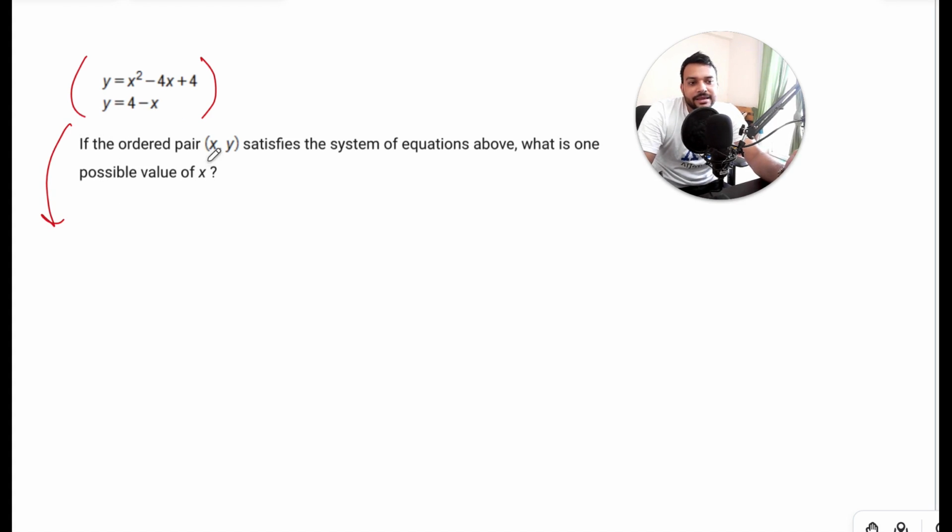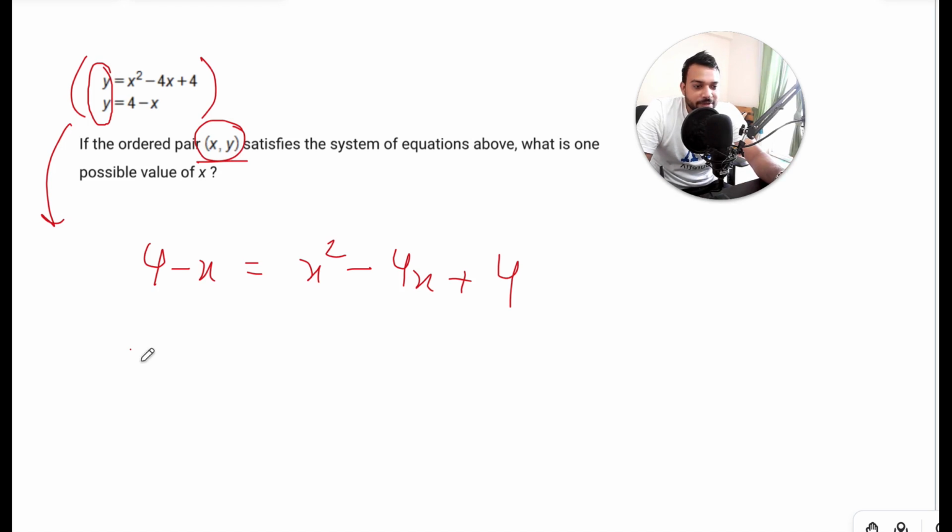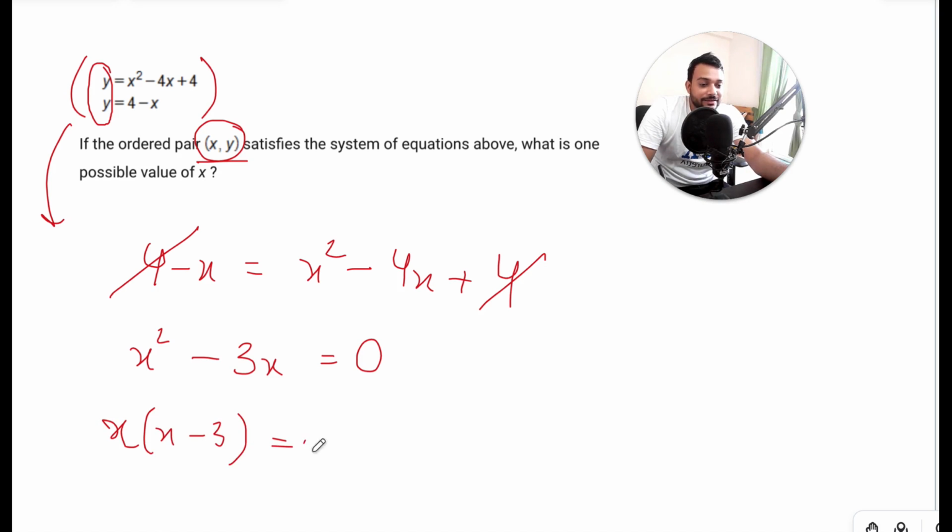Let's say at (x, y) they both meet, so both y's would be equal. That means 4 minus x is equal to x squared minus 4x plus 4. We just equated both the y's given, since they would be coinciding at this ordered pair. Okay, so now this becomes x squared minus 3x is equal to 0. The 4 and 4 would cancel. Or you can say that you subtract a 4 from both sides and you would still get a 0 on both sides. Okay, so x times (x minus 3) is equal to 0.